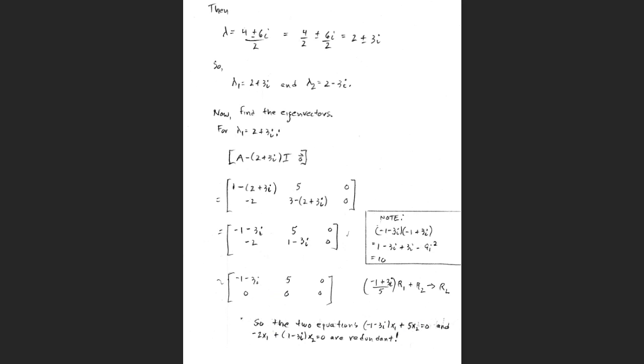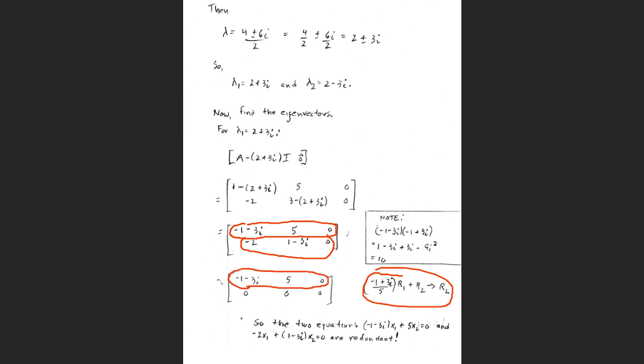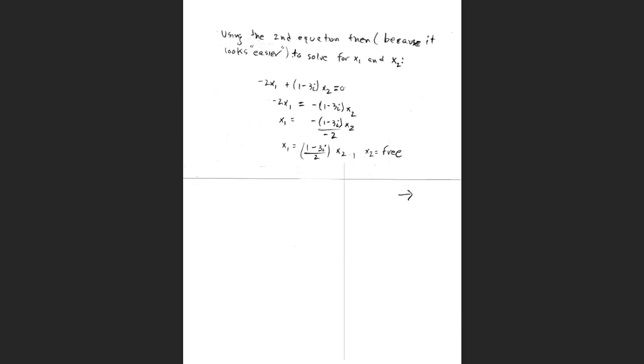Let me just read. We had this equation, and we had this equation. And we did the row operation here. And we ended up with just one meaningful equation, this one here. And so the second equation contained the same information as the first equation. And we actually showed that. But that's going to always be true with these complex eigenvalues. That's always going to be true.